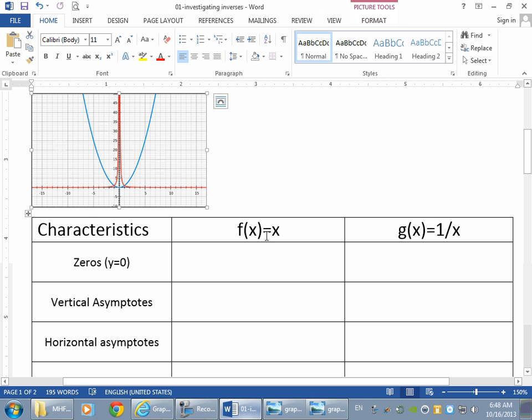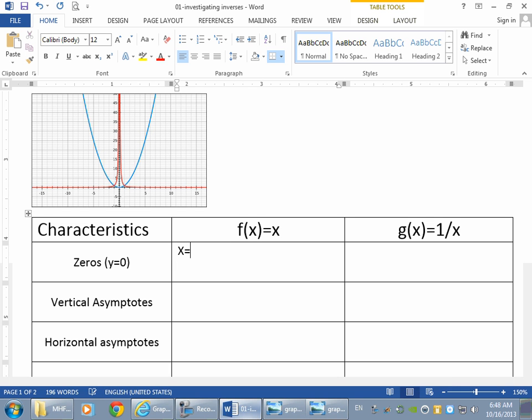Now, for the purpose of getting through filling in the table, I can't see this, obviously, referring to the original, but the zeros, it's asking me where y is 0 on each graph. Well, on the blue graph, y is 0 right at x equals 0, so at the vertex of the parabola. And then g at x equals 1 over x. Where does y equal 0?